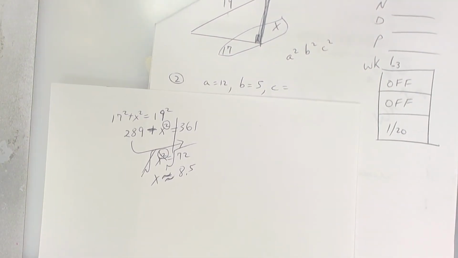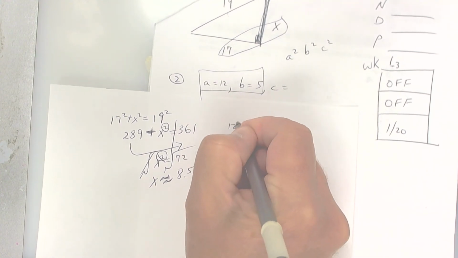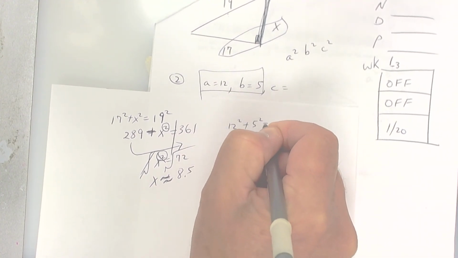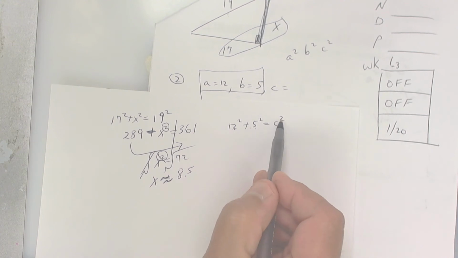This one right here works the same way. The A and B go together. So it's 12 squared plus 5 squared is equal to the hypotenuse squared. And that's all you do is work it out. This one you're just going to add them up and then take the square root. All right, let's go on.